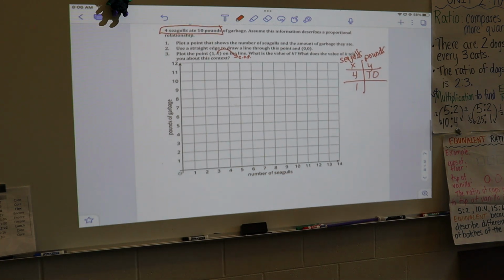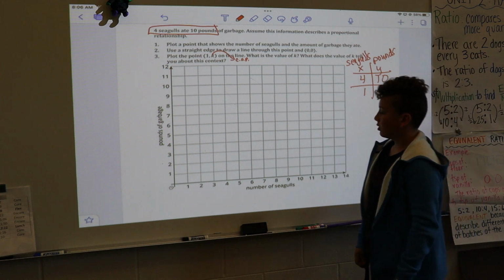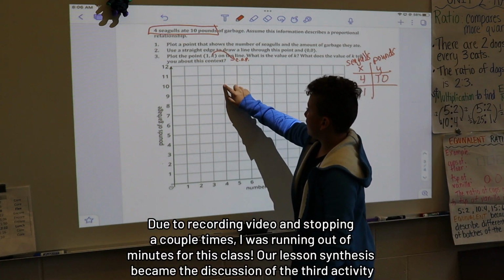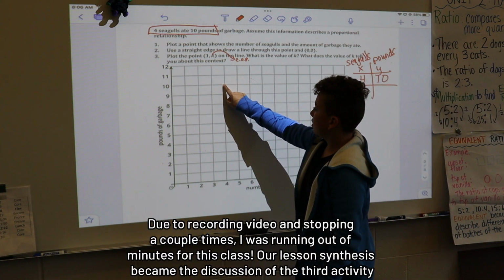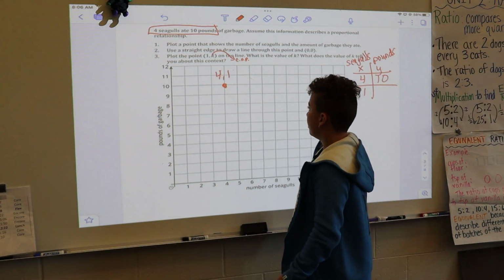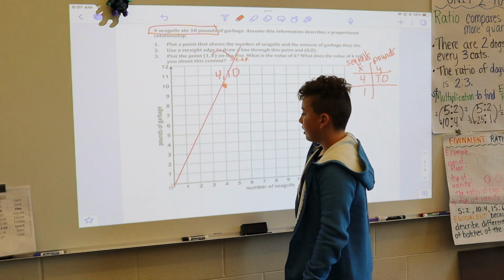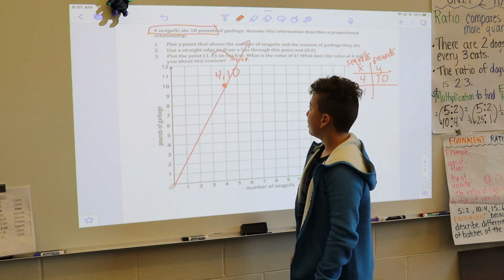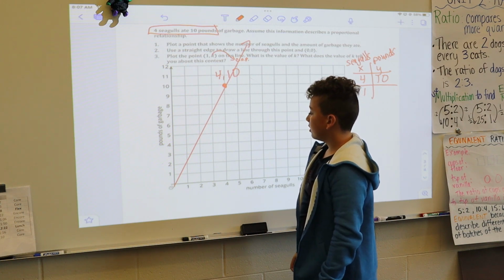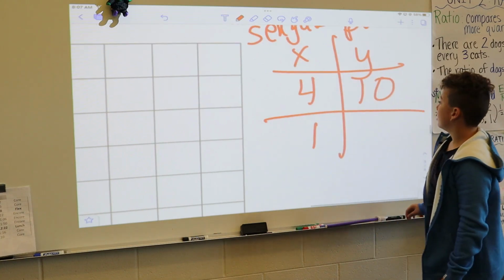Okay, so first it said to plot the point that shows the number of seagulls and amount of garbage. Where would I plot 4, 10? Right here. Okay, that's 4, 10. And then it said to draw a line through 0, 0. Let me do that real quick. Okay, always go through your graph and do an arrow. Then it asks us to plot the point 1, K. Can you move over to where that T-chart is there?